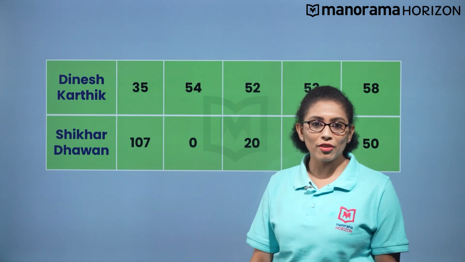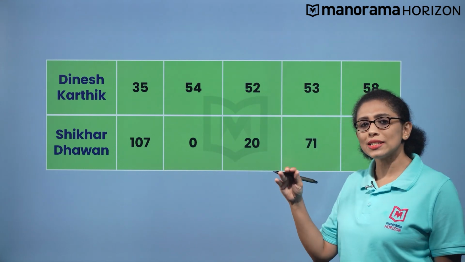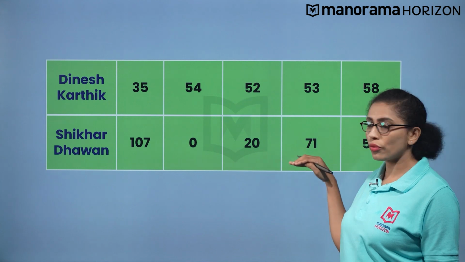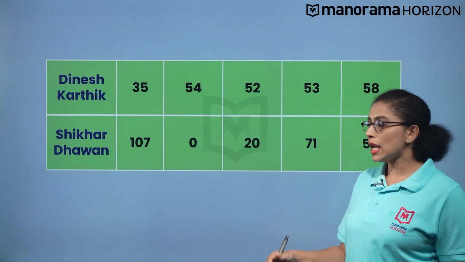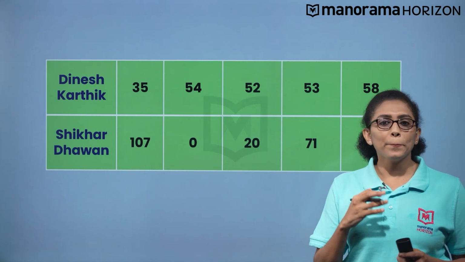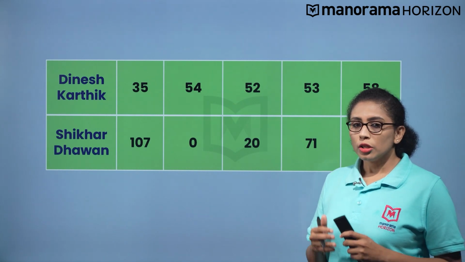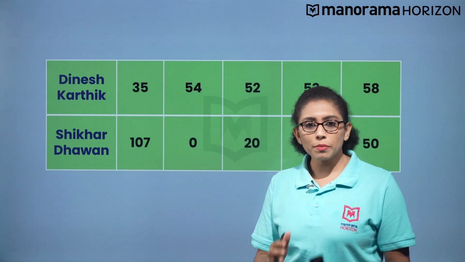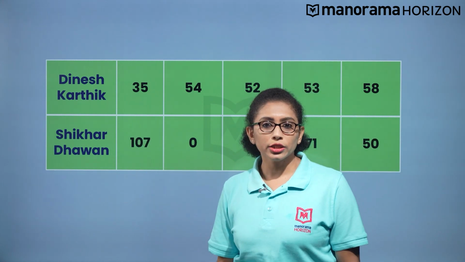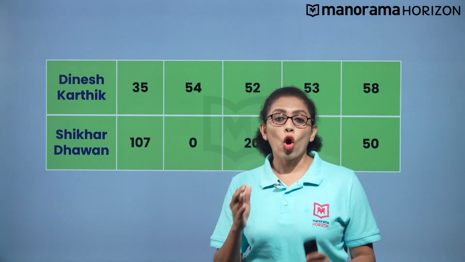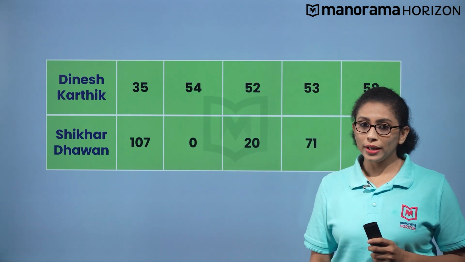a score of 107 runs, then found strings of low scores in 2 straight matches. But in the last 2 matches, he managed well to score 50s. Now, my question is, which batsman is more consistent to be considered as an opening batsman in your opinion?